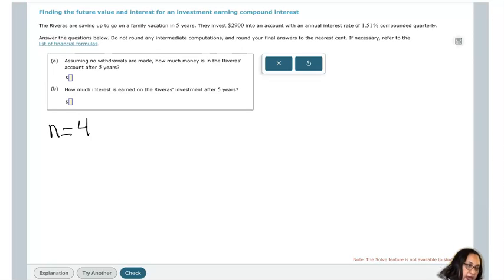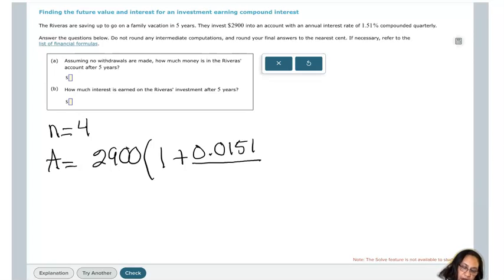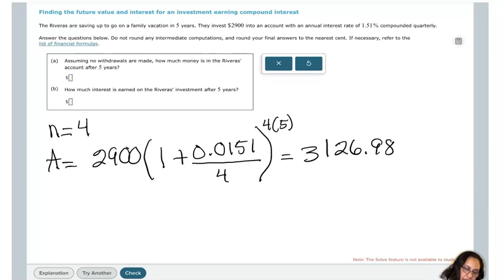All right, so we have A being equal to 2,900 times 1 plus our percent changed to a decimal, and then that's divided by N, which is 4. And then we raise it to the NT, which is 4 multiplied by 5. And that is equal to 3,126. And that's answering part A.